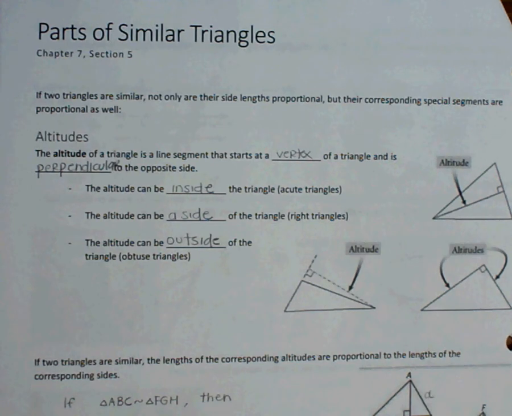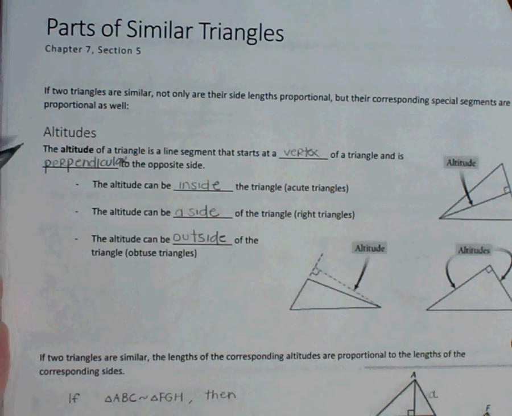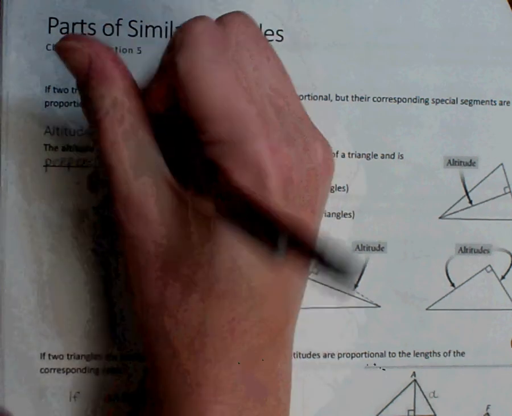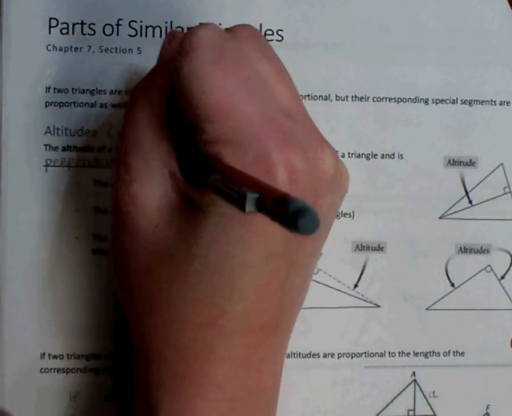Section 5 is about parts of similar triangles. There are two new segments that we're going to talk about, and then one other segment that we've talked about before, but only in the context of defining it, not ever really using it. The first new segment is an altitude. Think of the altitude like the height of a triangle.